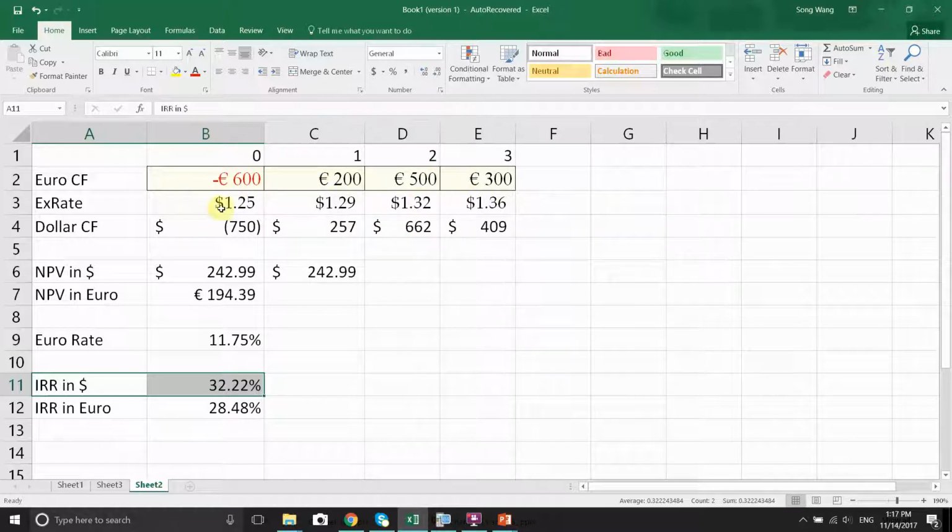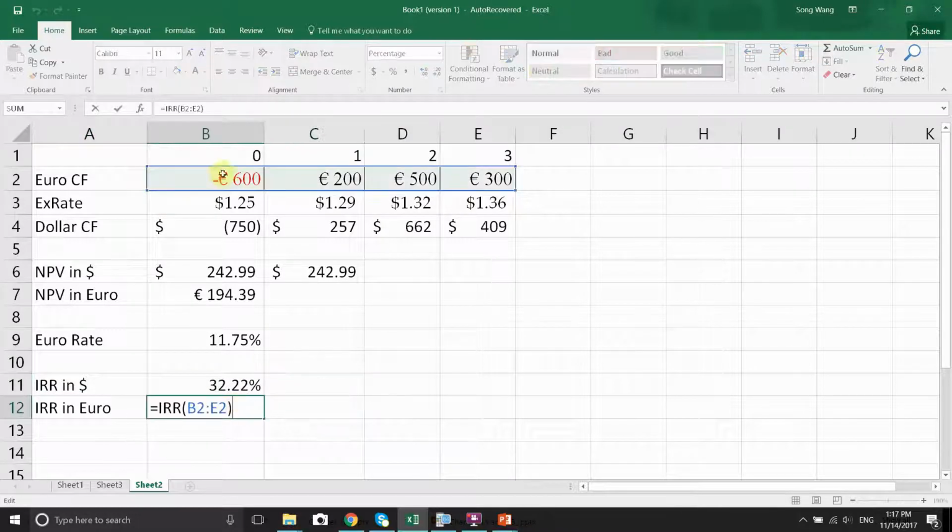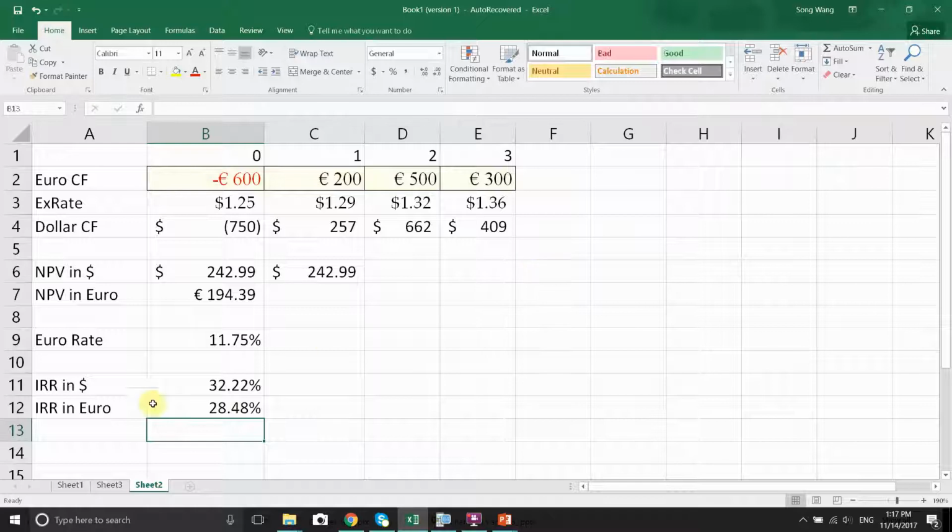To get this dollar IRR, again, you have to convert euros to dollars based on the exchange rates, and before that, you have to forecast the exchange rates based on the inflation. You have to compute the exchange rates and get the dollar cash flows, and then get the dollar IRR. To get a euro IRR is much easier. The only thing you need to do here is to use IRR and calculate all the euro cash flows.